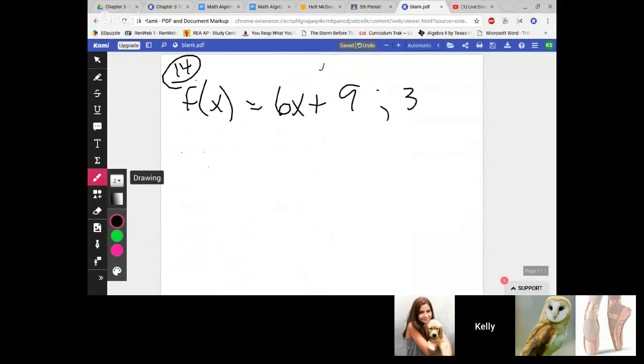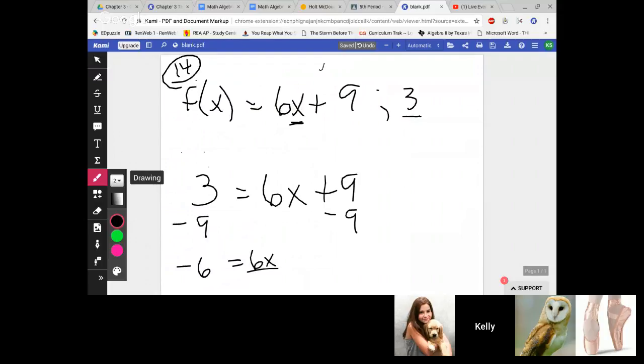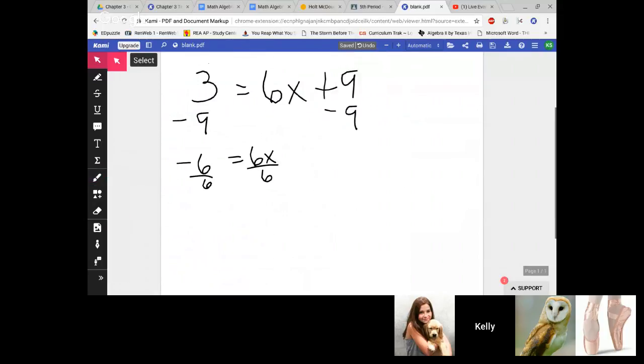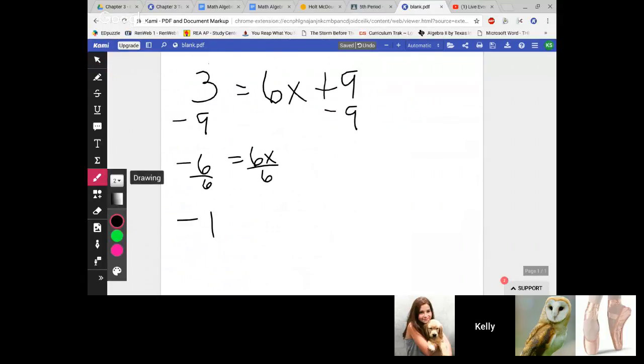So what it's asking me to do is find the x value if the answer is 3. So the answer goes over here because it says f of x. So what I'm going to do is plug the answer in and then solve for x, which is different than the other ones. So I would subtract 9 from both sides. That gives me -6 equals 6x. Then I'm going to divide both sides by 6. And the answer is -1.